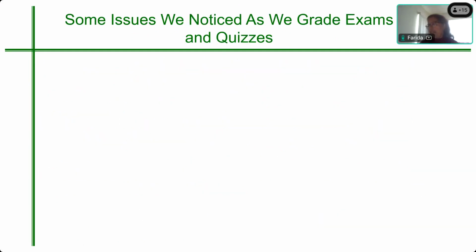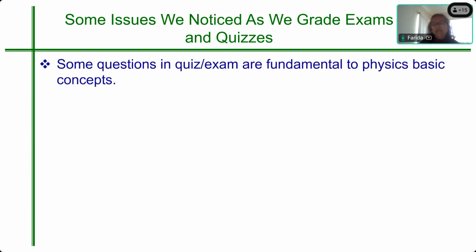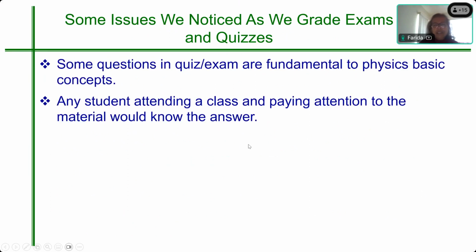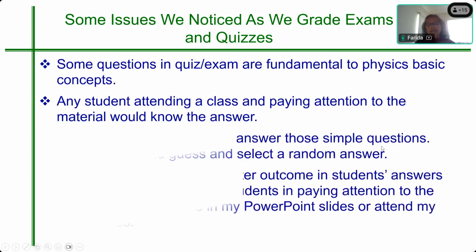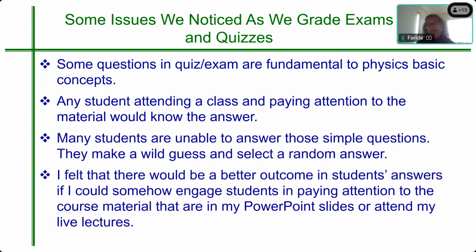Now, when we grade their exams, we noticed that some of the questions we ask are very basic. If you're taking a physics class, you should know these things. And if you do come to class, or if you were paying attention to a little bit of what we were doing in class, your answer would not be that far off. Sometimes they're just wildly crazy answers. So many students are unable to answer those simple questions, and they just select some kind of random answer.